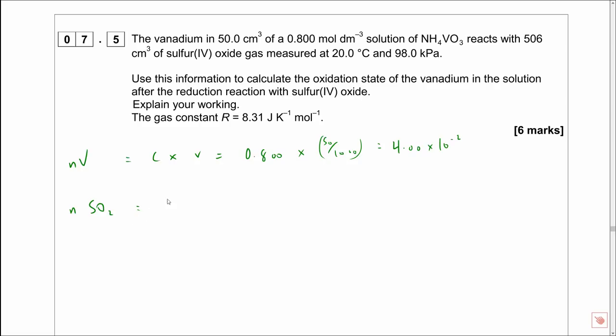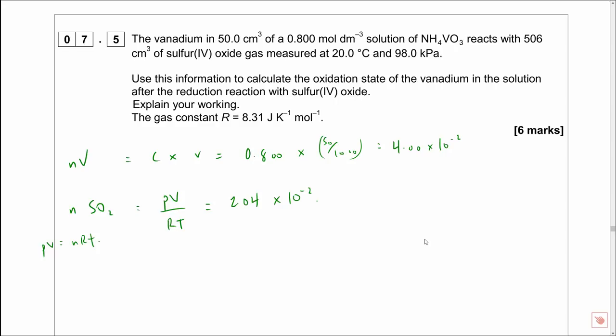Moles of SO2 is a little bit more tricky because we need to use PV = nRT. So moles is going to be PV over RT, and we can stick our numbers in. We've got all the relevant things there. That's year one stuff, and that's going to give us 2.04 × 10⁻², and that's 2 marks, which I think if you get those, fine. The next four are tough. I personally think these are really tough. I've certainly not covered anything like this in lessons, maybe I should have done. I will be doing from now on.